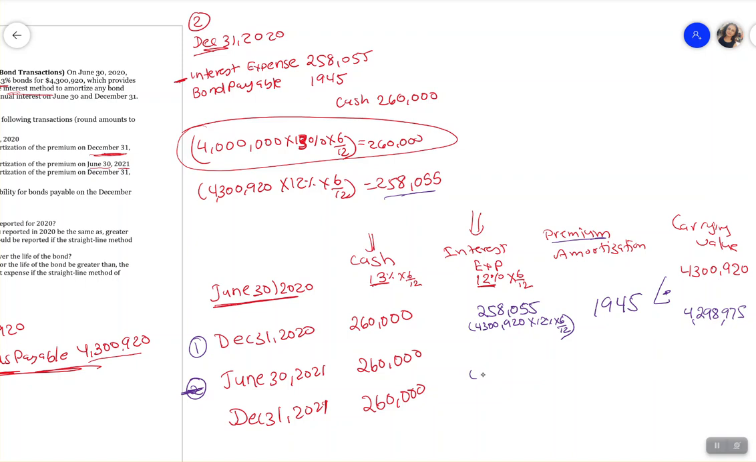When you're making the second payment, you're going to do 4,298,975 multiplied by 12% times 6 divided by 12 to get the number, so I can see how much my amortization is going to be. I got a number, and I'm going to round it up: 257,939. What we're going to do is take the difference between the cash we paid and the interest expense to get my amortization. I round it up, so in this case it will be 2,061, and I'm going to be minusing it. When I minus it, 4,298,975. I hope my numbers are correct because nobody's checking my numbers.